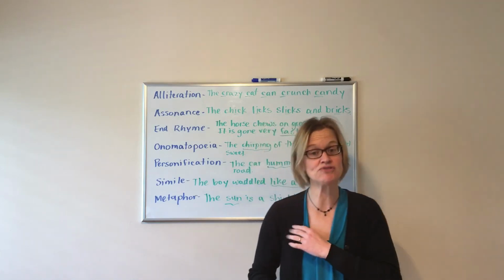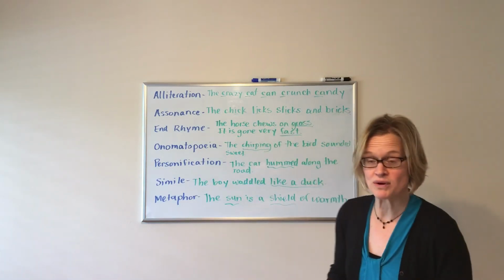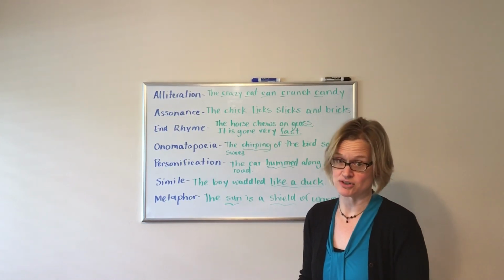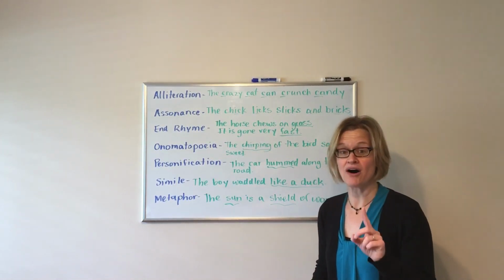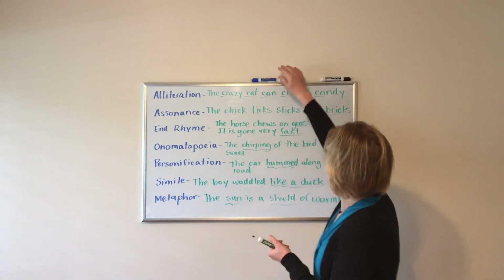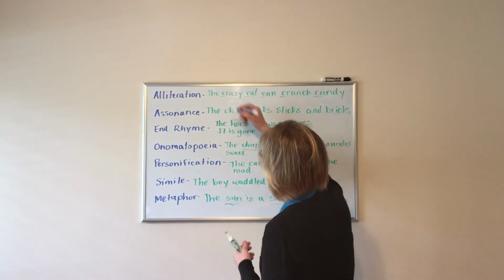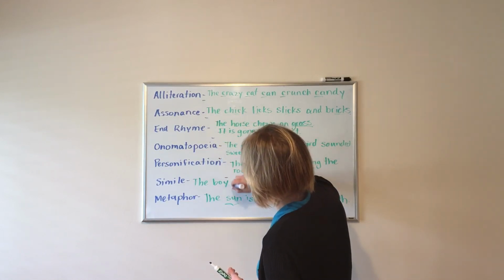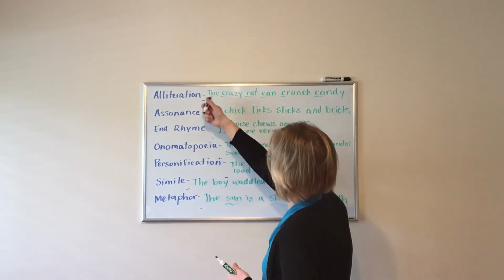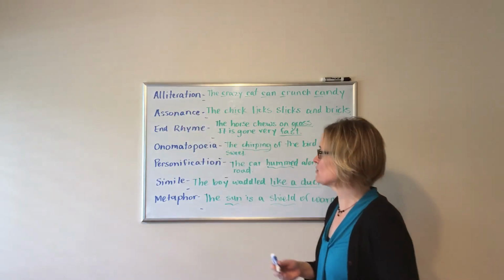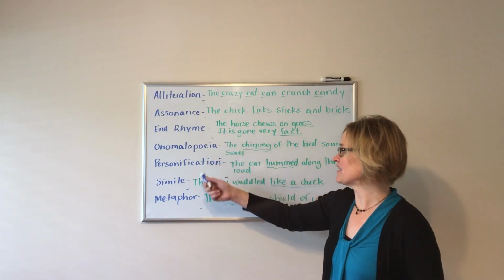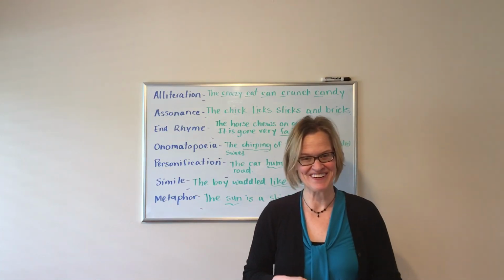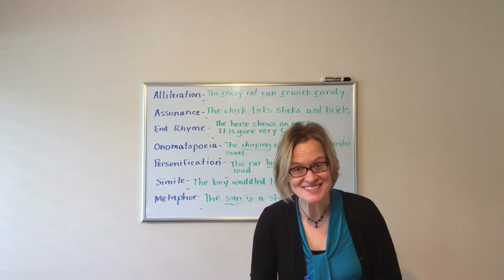So to remind you of your assignment, now I gave you examples. We went through the examples on the instructional sheet. Your job now is to create one more of each of these, okay? So I am expecting to see an alliteration, an assonance, an end rhyme, an onomatopoeia, personification, simile, and metaphor from you. All right? So I look forward to seeing your work.